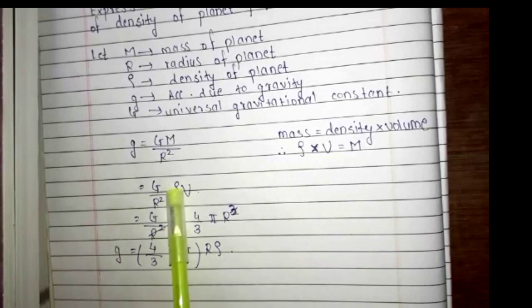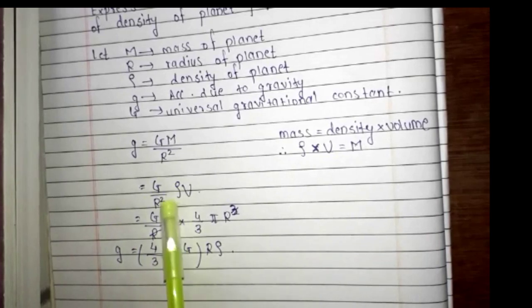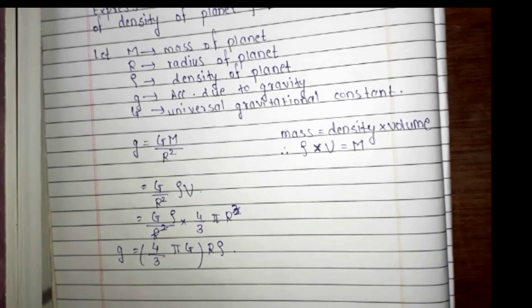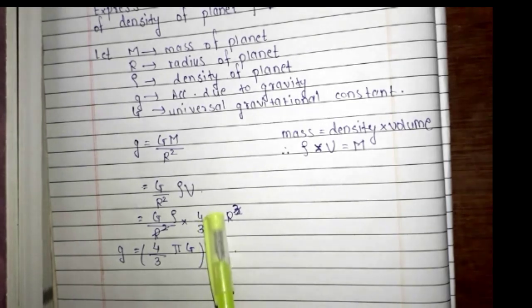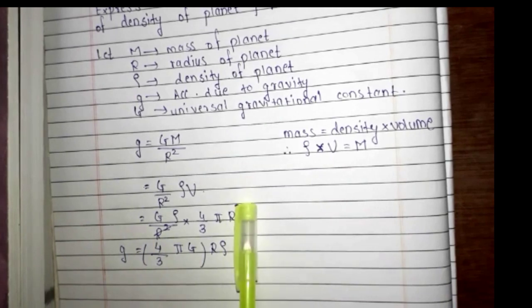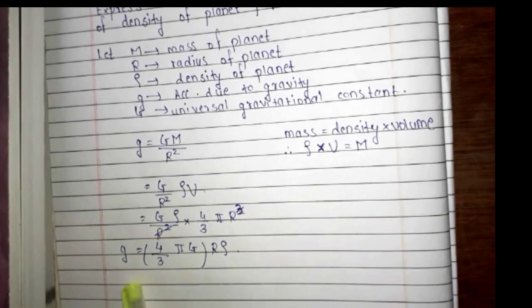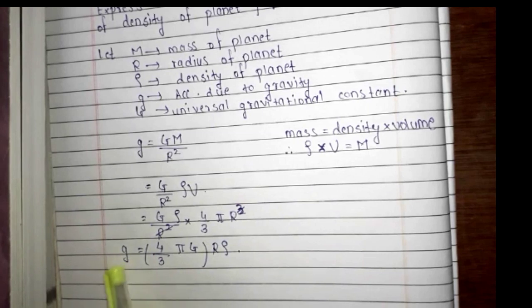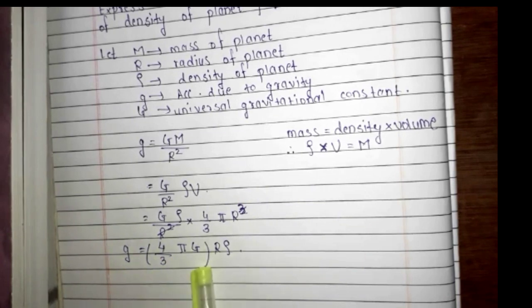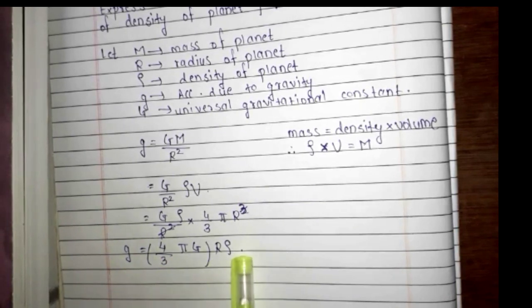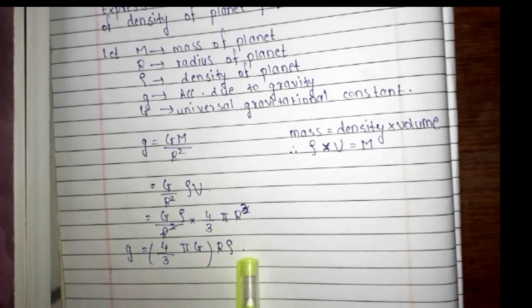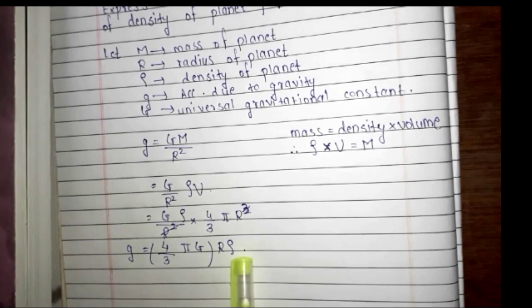So we get capital G upon capital R square into rho into capital V. As the shape of the planet is a sphere, the volume of it is 4 by 3 pi R cube. So when we place this value, R cube and R square get cancelled. So we get that small g is equal to 4 by 3 pi capital G (R) into rho. So g is directly proportional to capital R and rho, that is the radius of the planet and the density of the planet.